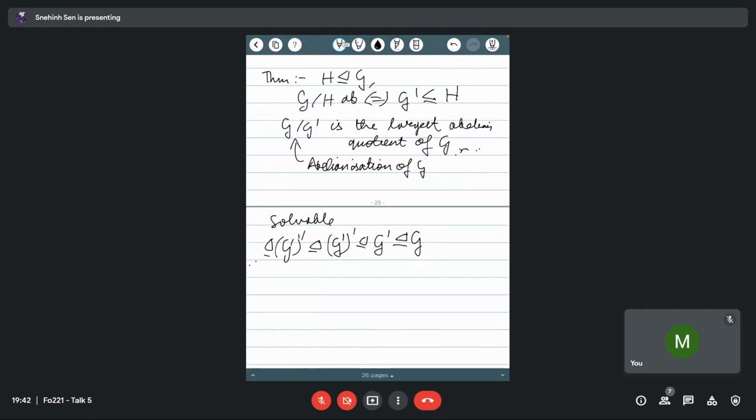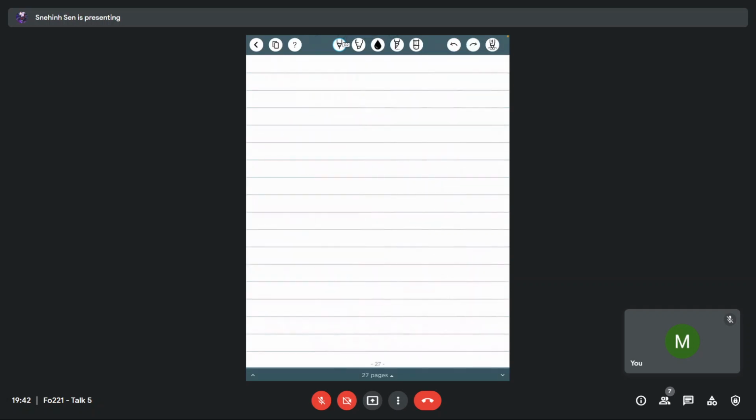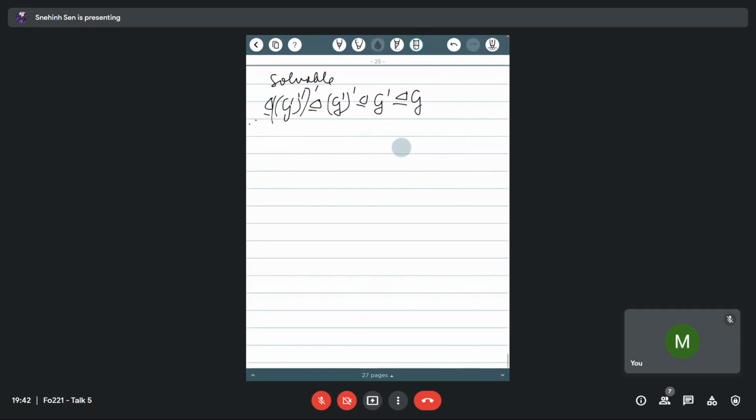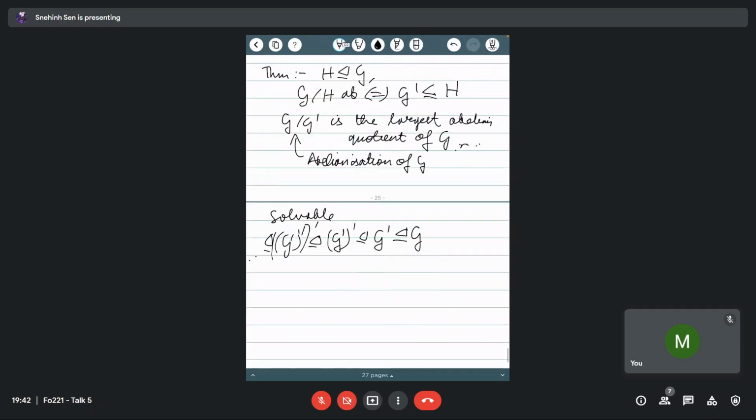If this sequence ends, like this is not infinite, in the sense that after some point you stop, then you can show that they need not stop at identity. For example, as I said, for A5, as we'll see shortly, the derived subgroup of A5 is also A5. That's bad. But if you stop at identity, and there are no fixed points, if there is any fixed point, that has to be identity. That's what I'm claiming.